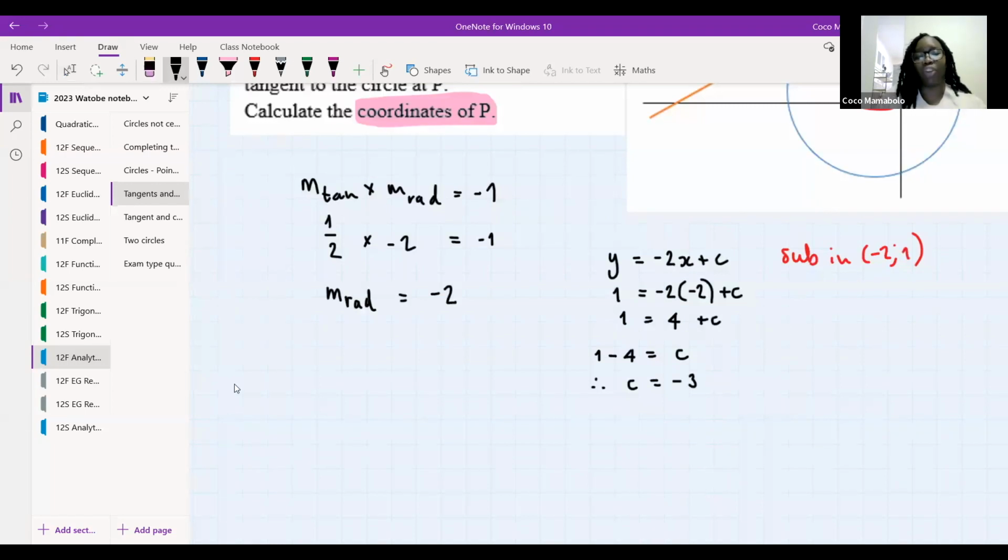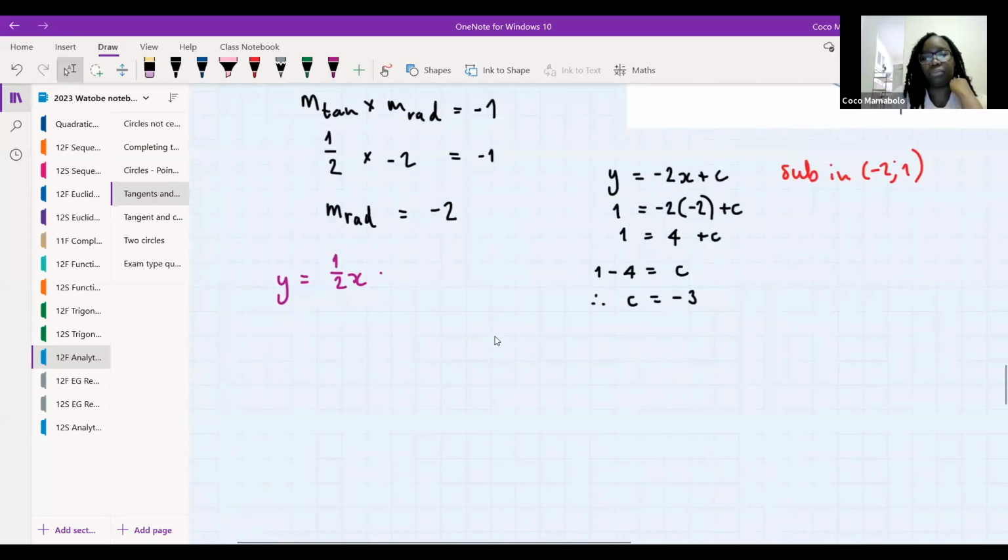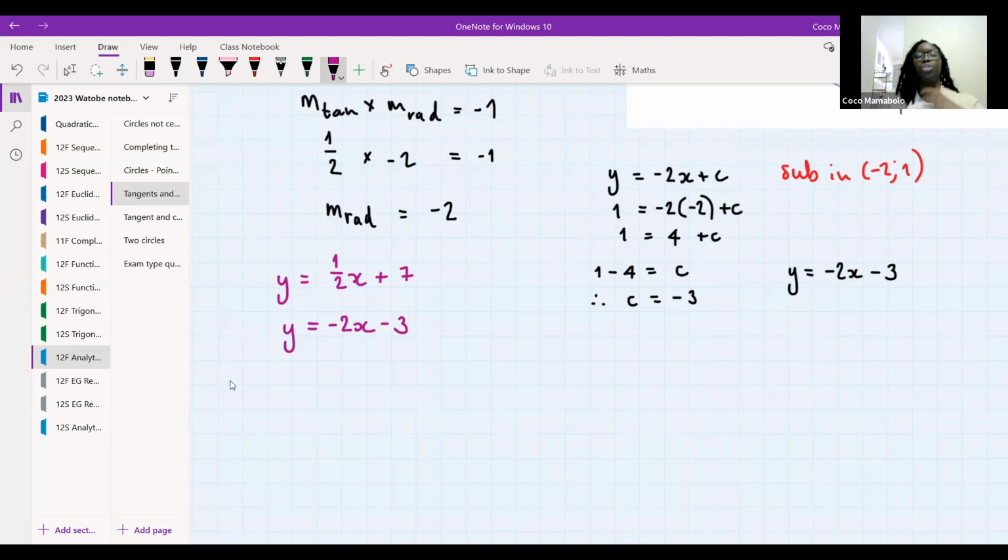All right, so this is what I've got, guys. This is the information they've given me so far. I've got y is equal to a half x plus 7. And now, with this new equation we've just calculated, I've got y is equal to -2x minus 3. What can we do with this information that we've just now acquired for ourselves? Aha, that's it, Malibongwe.